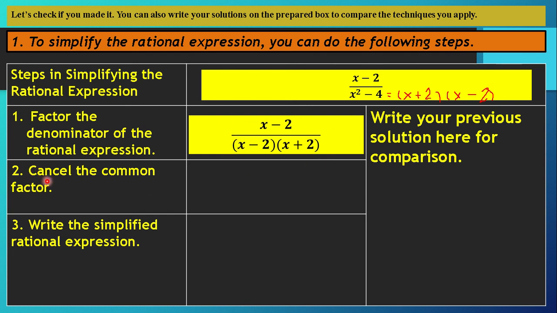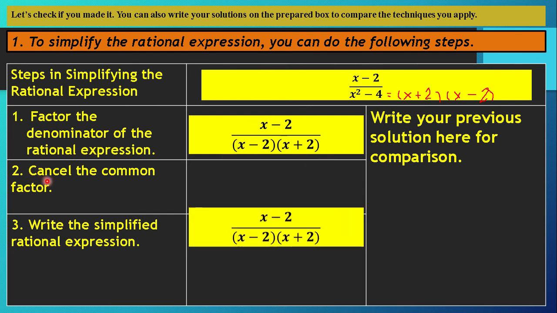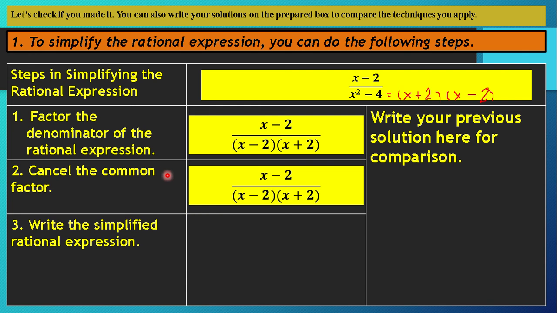Next, we have to cancel the common factor. So, titignan natin yung mga common factors. Yung numerator natin, merong x minus 2. Yung denominator natin, meron ding x minus 2. So, we have to cancel x minus 2 na nasa numerator at nasa denominator.